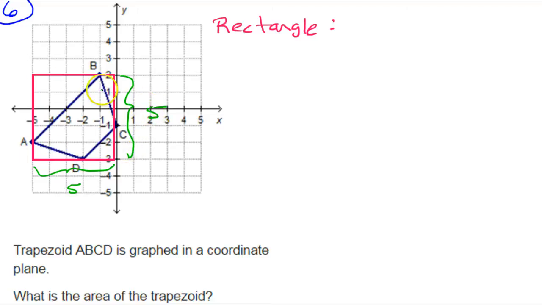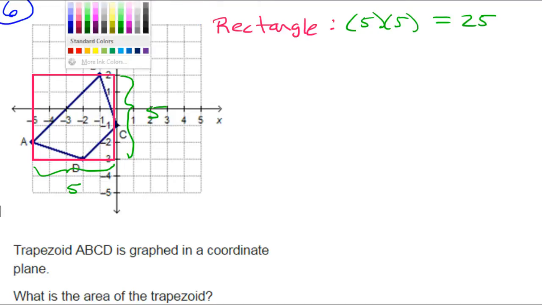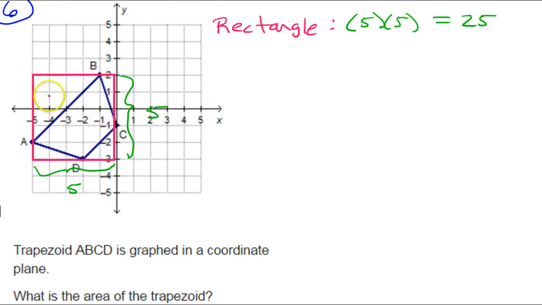So, speaking of squares, it's a square. So that tells me that the area of the rectangle, which of course is 5 times 5, is 25. Okay, now let's find the area of each of these triangles. So first I'm going to find the area of this triangle.